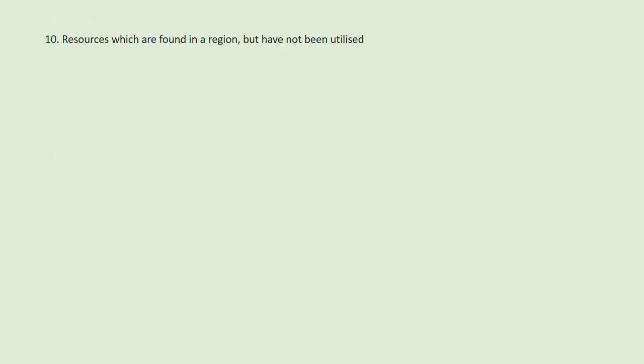Question 10. Resources which are found in a region but have not been utilized. A. Renewable, B. Developed, C. National, D. Potential. Option D is the right answer. Resources which are found in a region but have not been utilized are called potential resources.